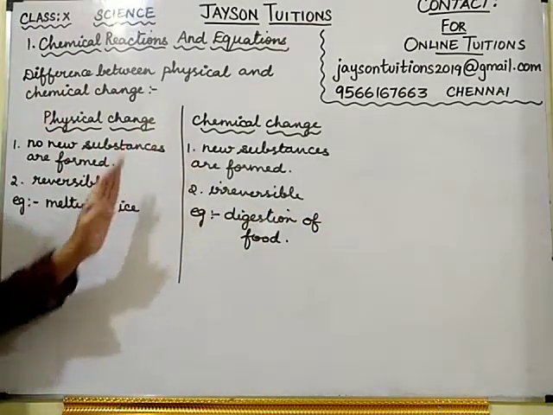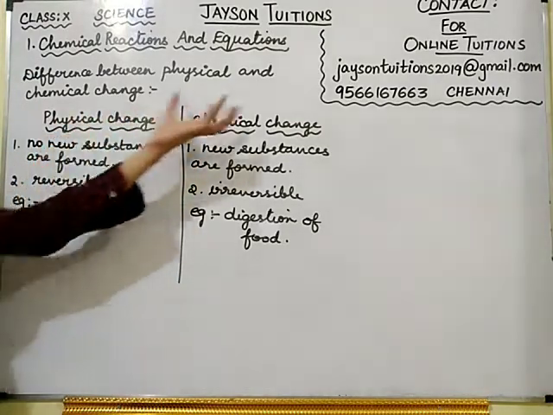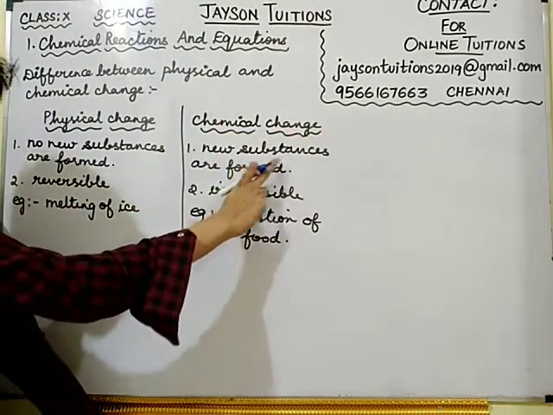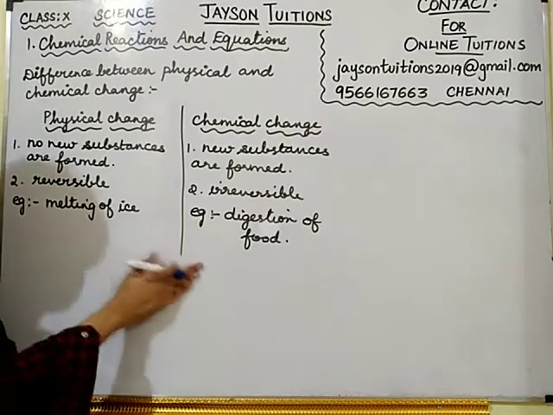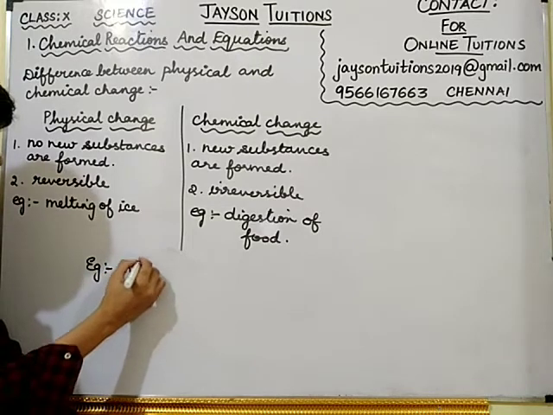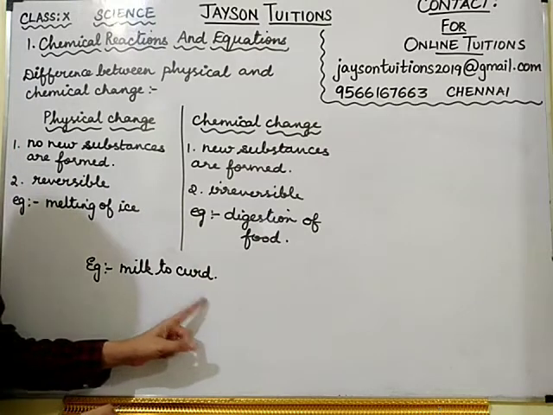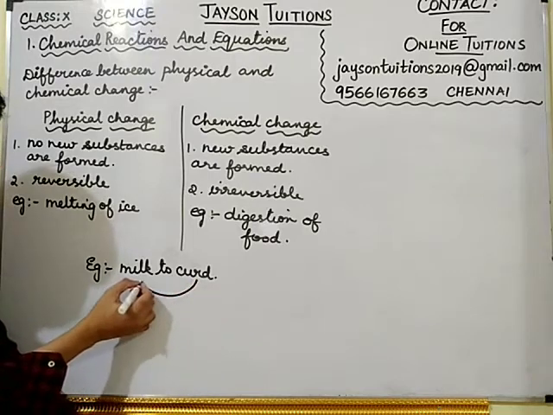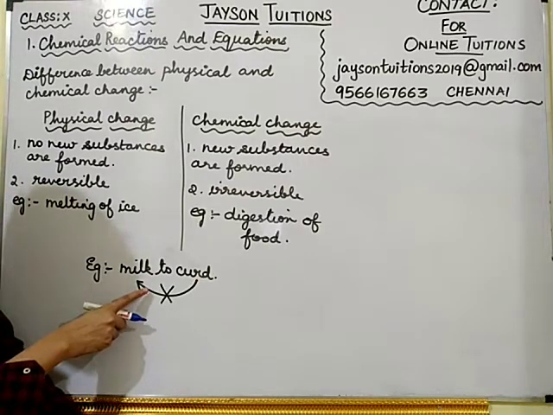So this is the basic thing which you must know, what is a physical change and what is a chemical change. Now see this chemical change part alone. In chemical change, new substances are formed and it is an irreversible change. For example, digestion of food, or one more example, changing of milk to curd. Can curd change back again into milk? No, curd cannot change back again into milk.